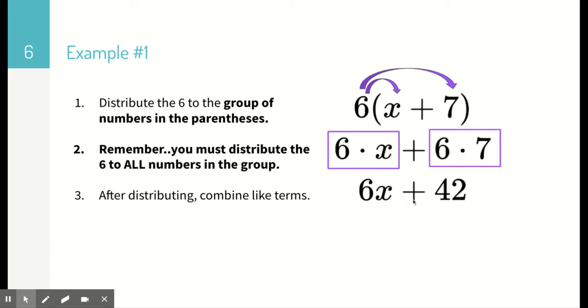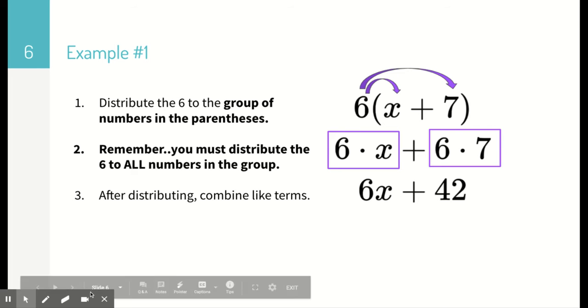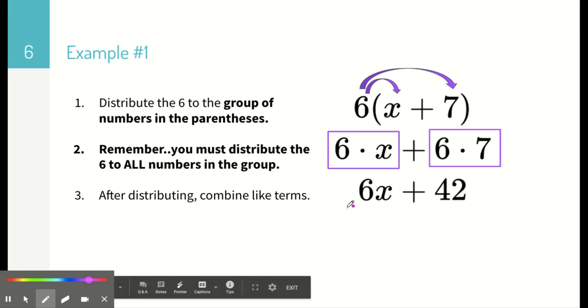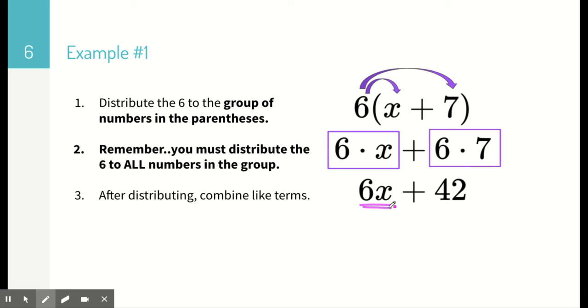Now, when we get down here to the 6x plus 42, we don't have any terms that we can combine because we don't have any terms that are the same. They are different. 6x is going to stay 6x. 42 is going to stay 42 because this is a constant and this is a coefficient attached to a variable, just to review our terms a little bit. So 6x stays its term, 42 stays its term, and your simplified expression is 6x plus 42.